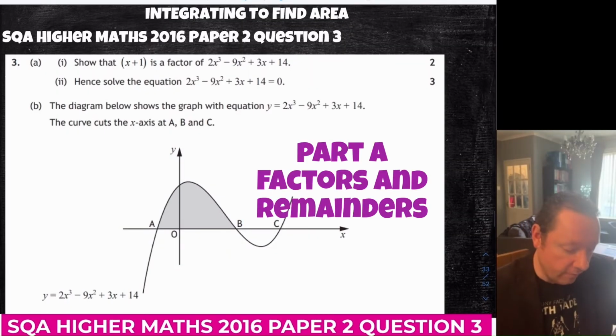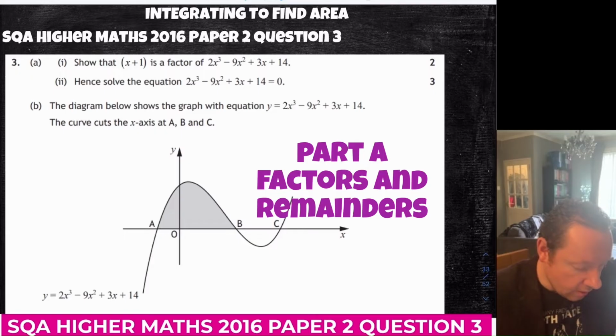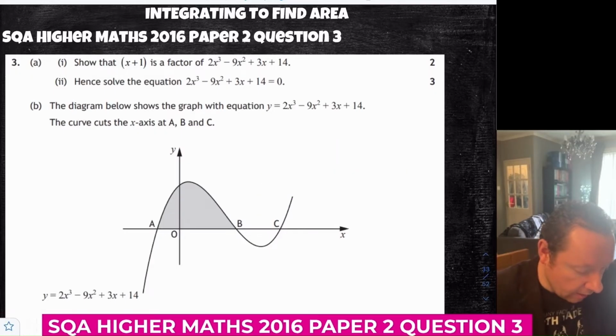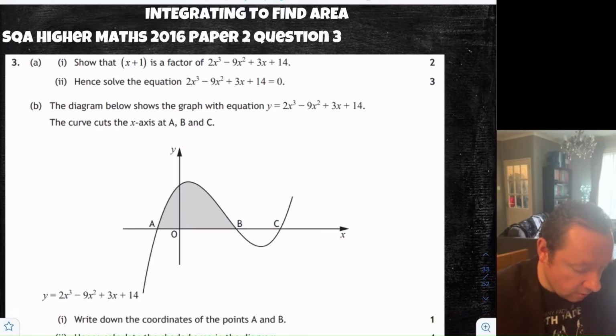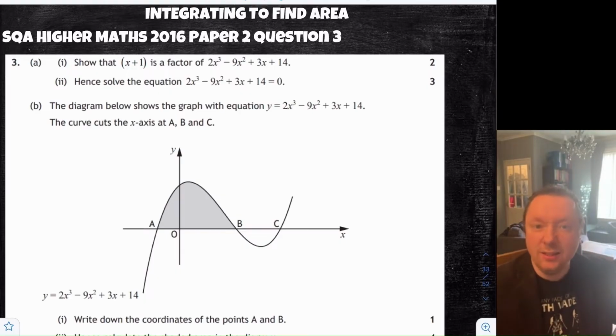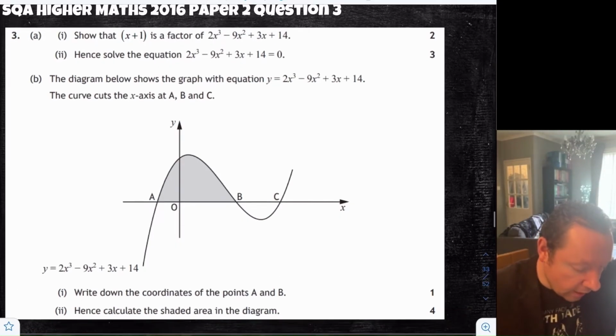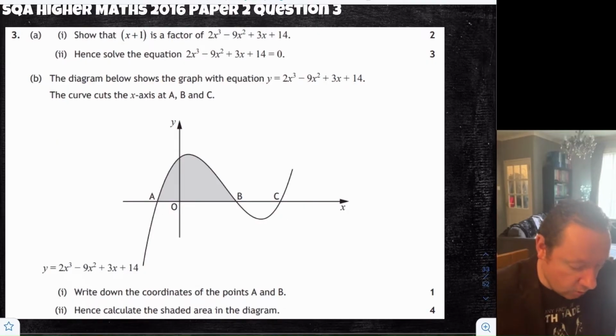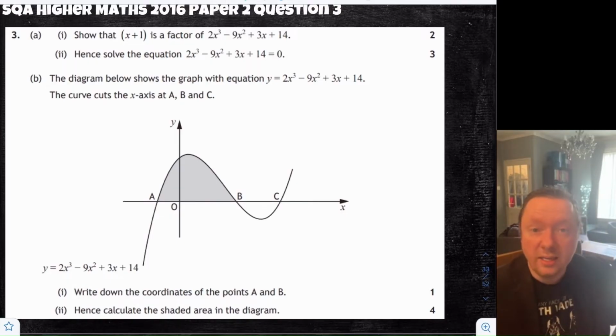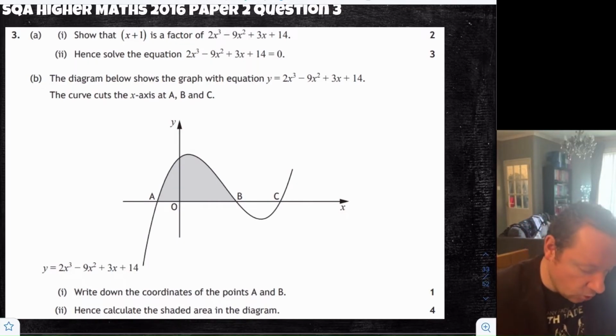Integrating the defined area, SQA Higher Maths 2016, paper 2, question 3. Show that x plus 1 is a factor, and then solve the equation. So that's not integration at all, but we'll do it for the sake of completeness. Then part B says, the diagram below shows the graph of this equation. Write down the coordinates of point A and B, and then calculate the shaded area in the diagram. So we're going to have to do part A to get the coordinates anyway. So part A, show that something's a factor.